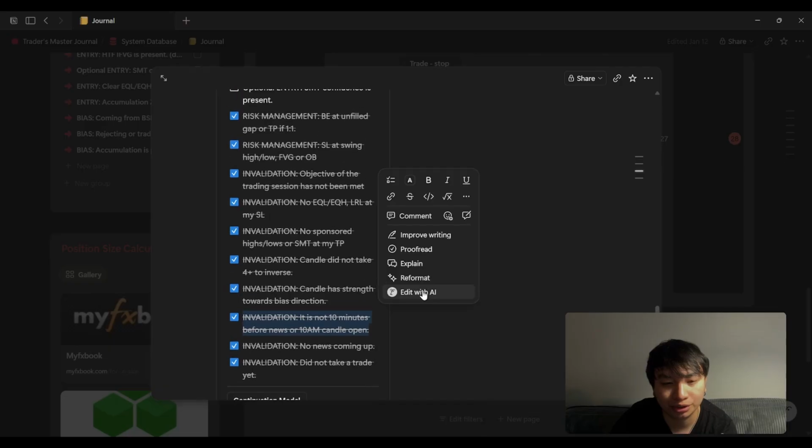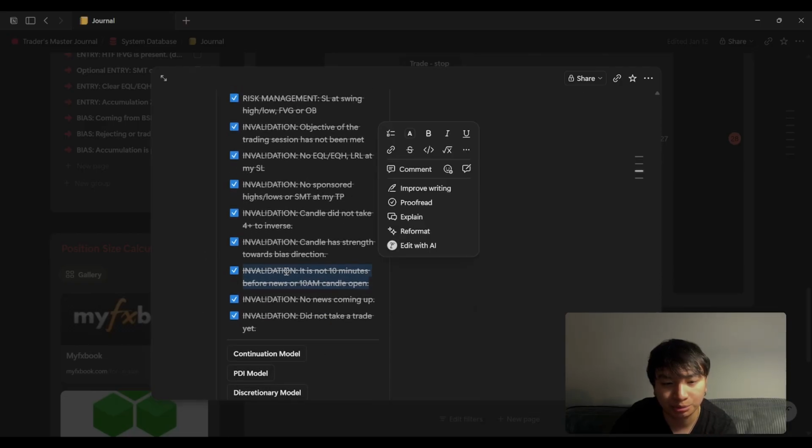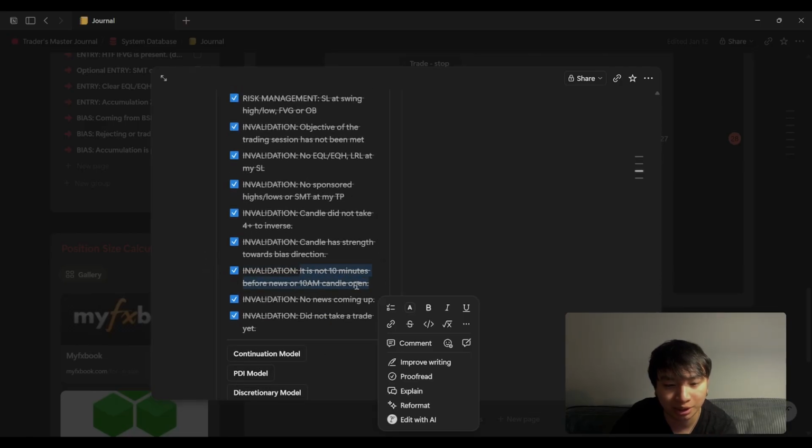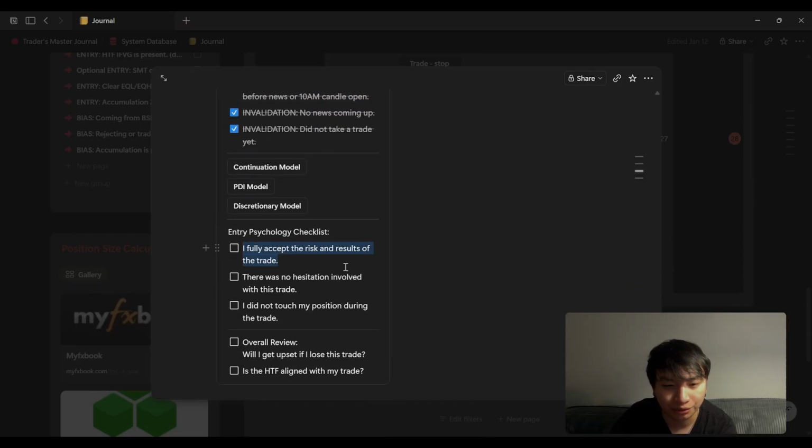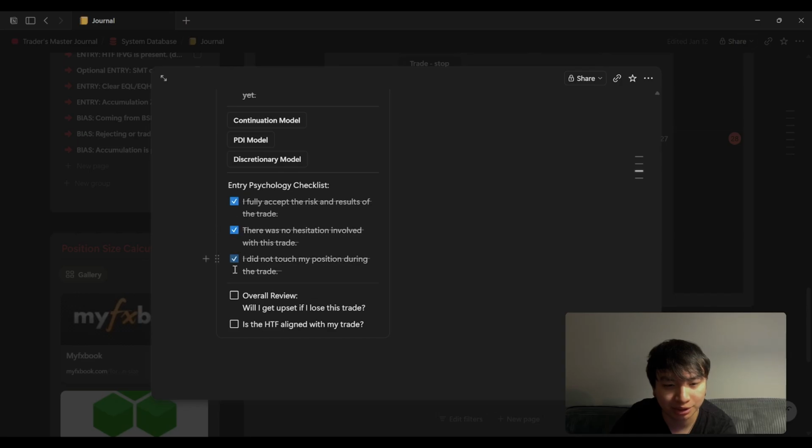With every inversion and every trade, there's some discretion. Sometimes I would take a trade at 10 minutes if I had high conviction and 10 minutes wasn't that bad. And then over here: fully accept the risk, no hesitation, did not test my position. Will I get upset? No. And is the higher time frame aligned with my trade?